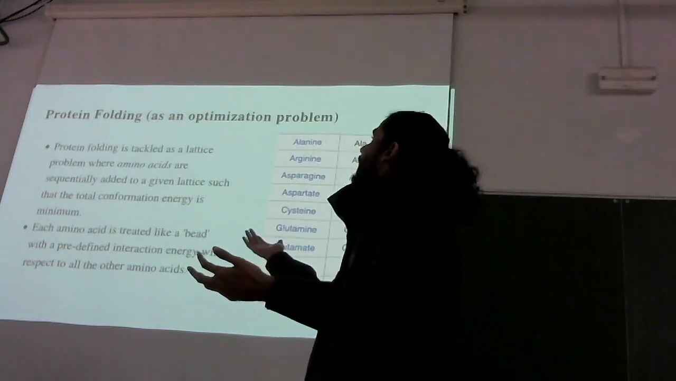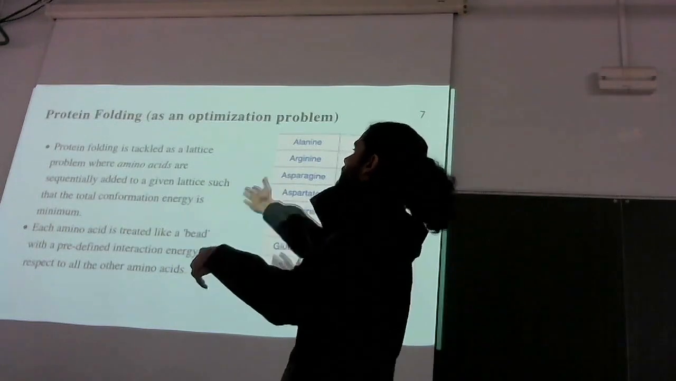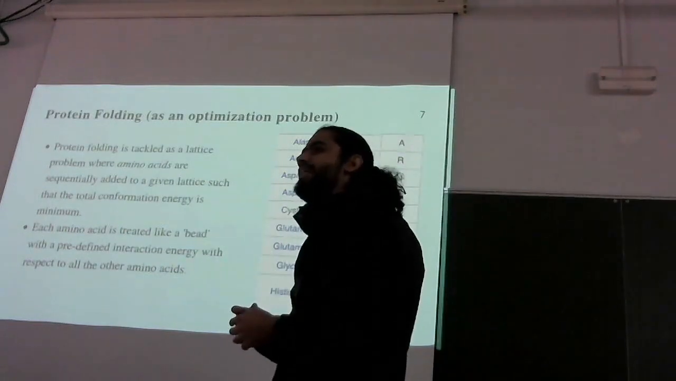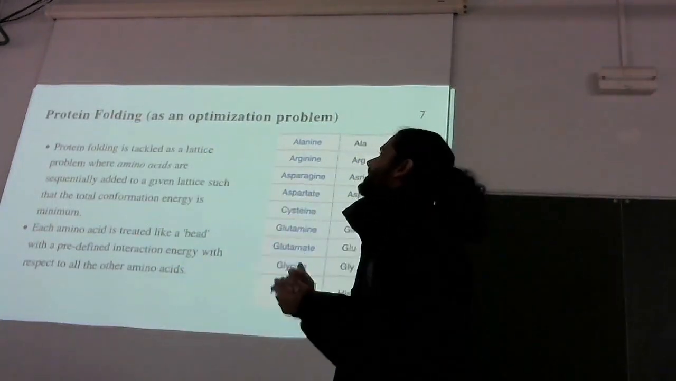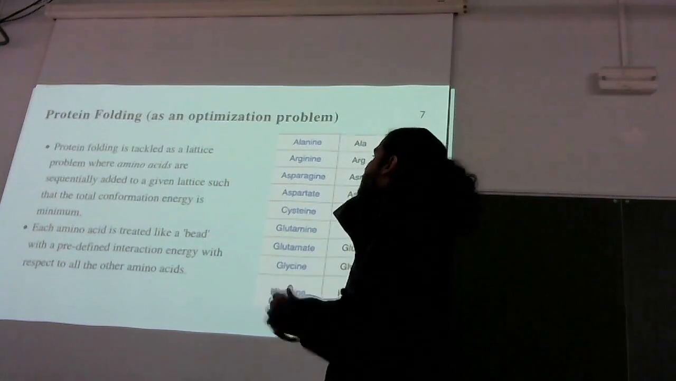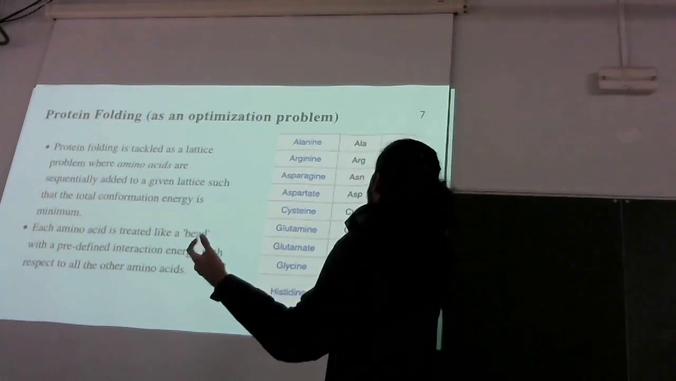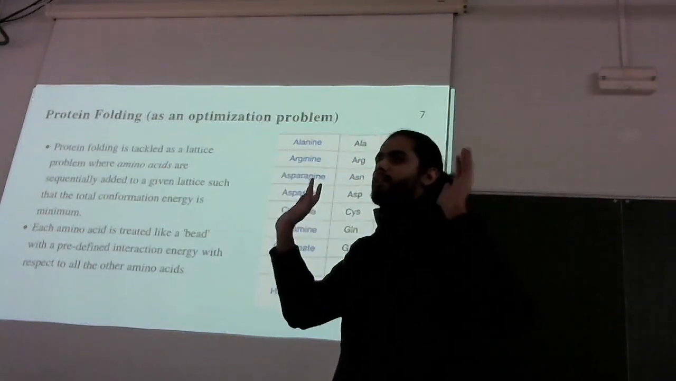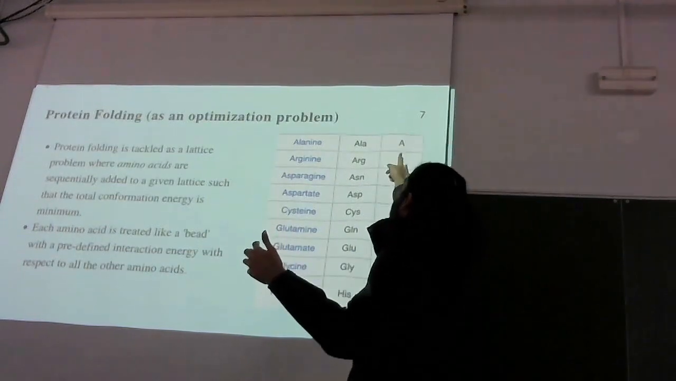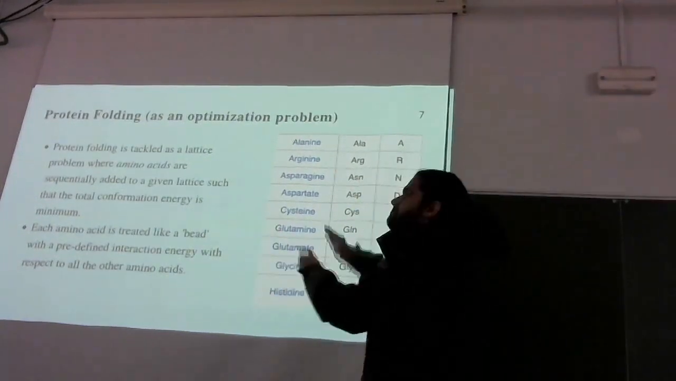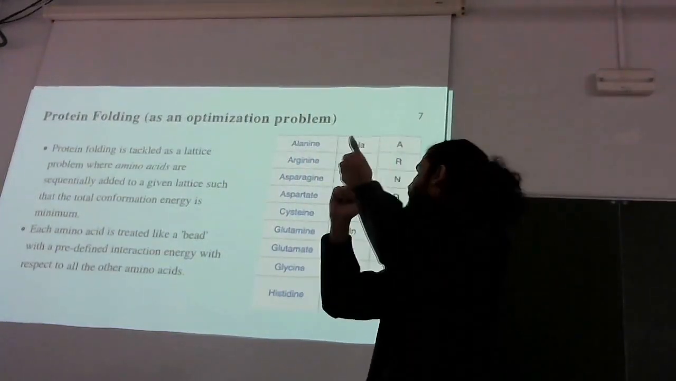Another one is this, where you have it as an optimization problem. How do I solve it? I tackle it as a lattice problem, where amino acids are just beads. I don't care what's inside, I just care about A, R, N, D. And for each amino acid, I know the interaction with the other ones. So I know the interaction energy between A and R, R and N, A and N, everything. So I have a matrix of all the amino acids and all the interaction energies between them.